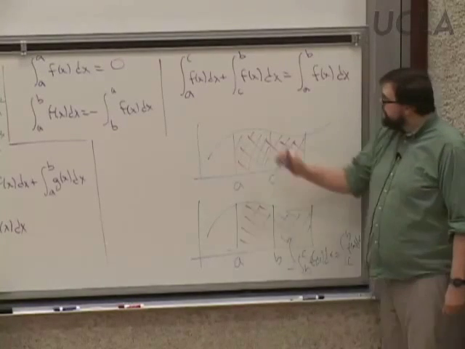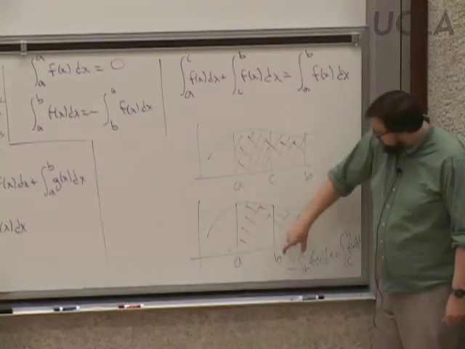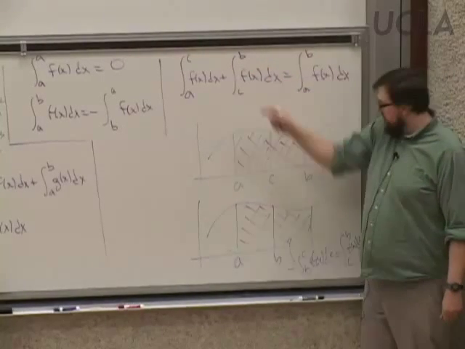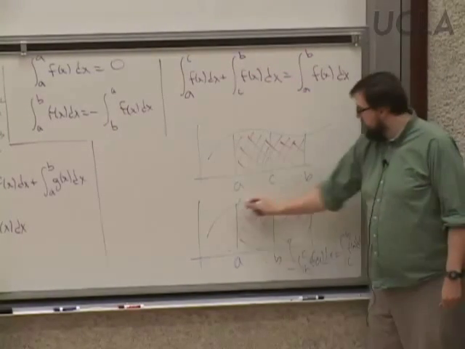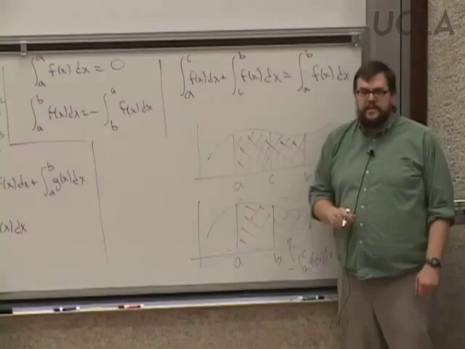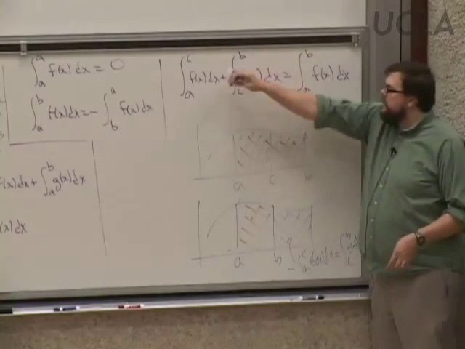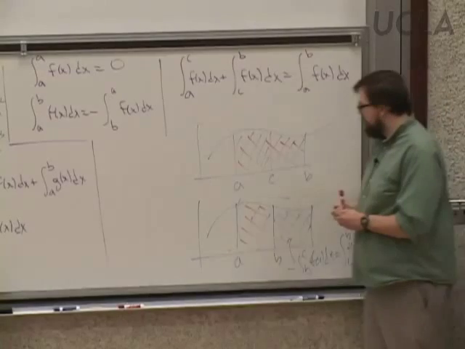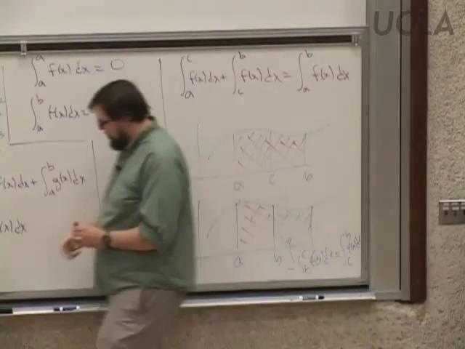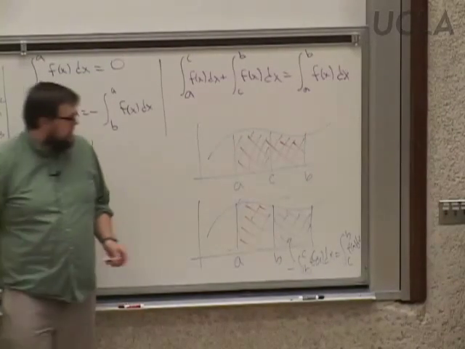So because of the order, this in fact becomes a negative, and then you'll say, aha, if I take this total area and subtract out this area, then yes, in fact, that is the right thing. So it doesn't matter how a, c, and b are related. This always works. All right.